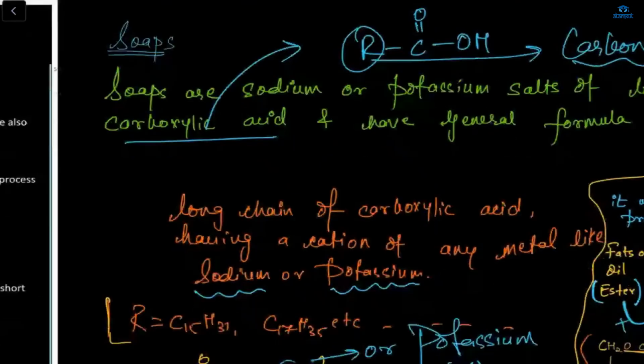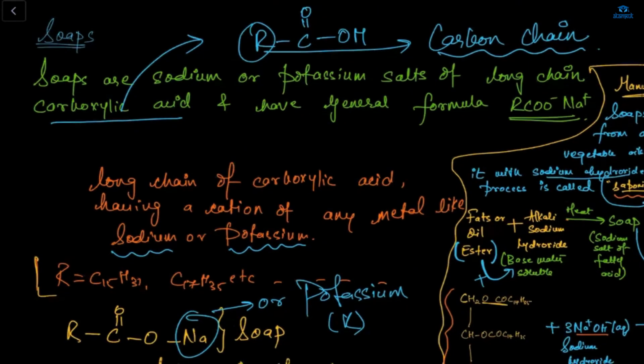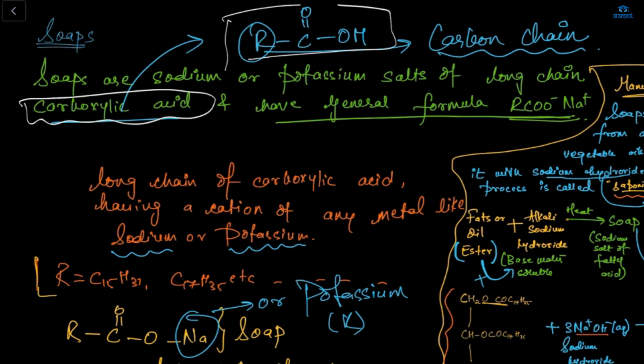Now, what is basically soap? Soaps are sodium or potassium salts of long chain of carboxylic acid and have this general formula. So what do you mean by this carboxylic acid? The carboxylic acid formula is R, then C double bond O and OH. And what is this R? This R is your carbon chain, a combination of carbon and hydrogen.